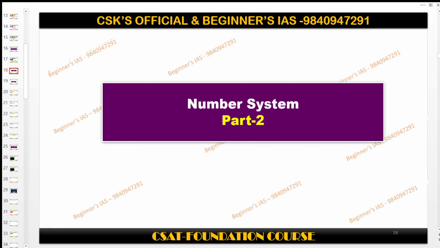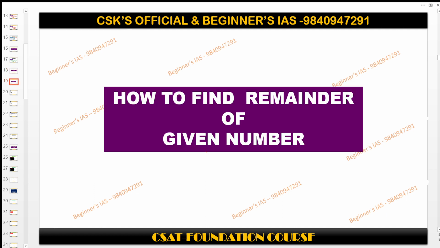So whatever we have discussed in the last class, those are also very important topics with respect to the number system. Here in number system part 2, we will discuss some concepts. These are very important concepts, and then we will start discussing your questions also. Today's topic is how to find the remainder for a given number.